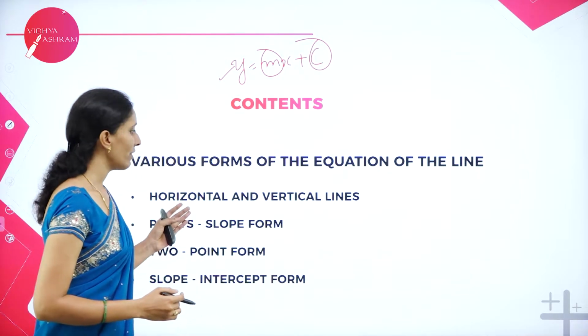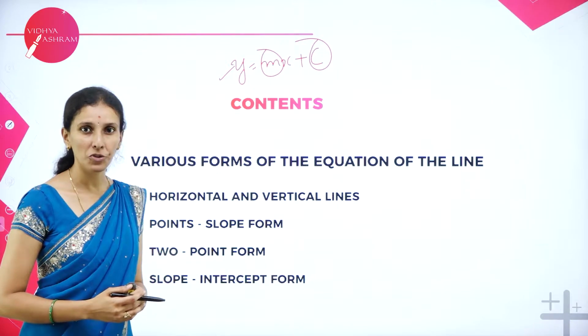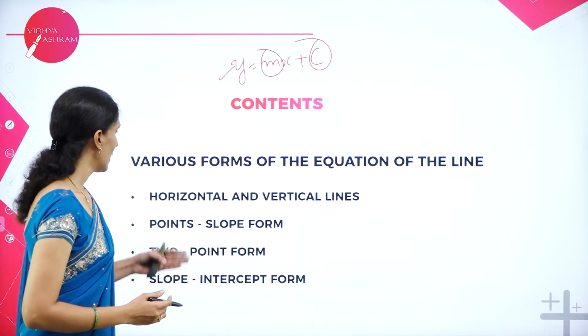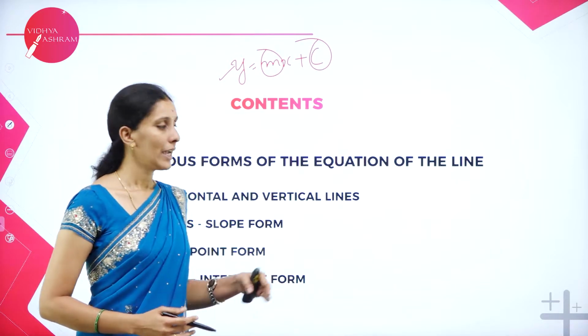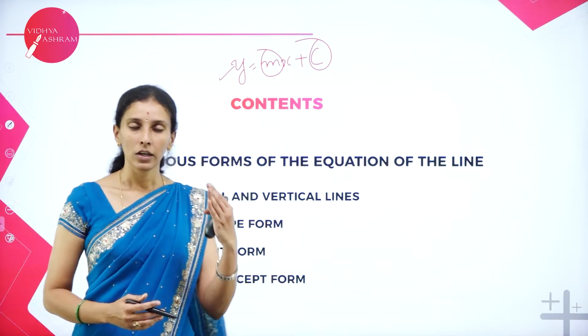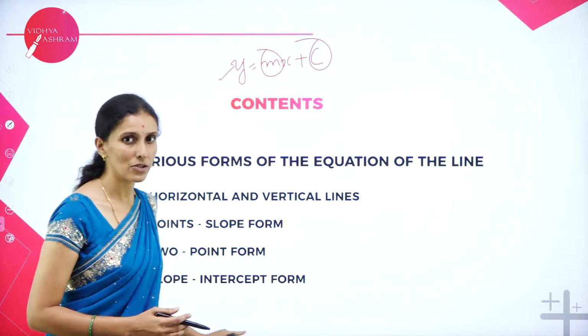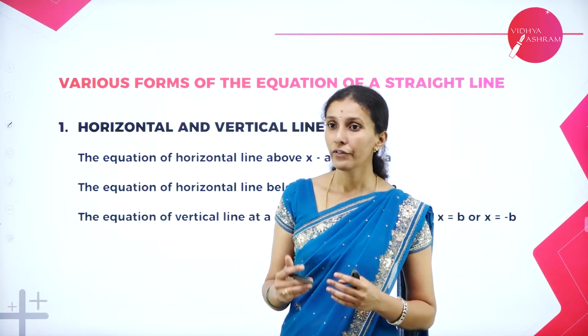In the first one, we have horizontal and vertical line. Horizontal line means parallel to x-axis. Vertical line means parallel to y-axis. Point slope form, 2-point form, slope intercept form. In today's session, we will be learning 4 types to write an equation of a given line based on the given condition. So here we have a horizontal and vertical line.